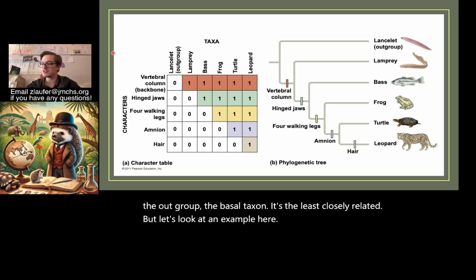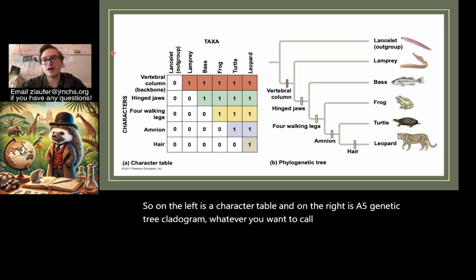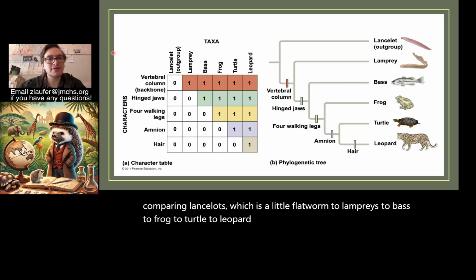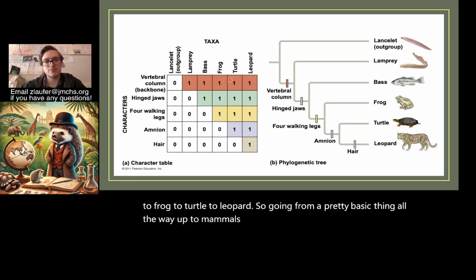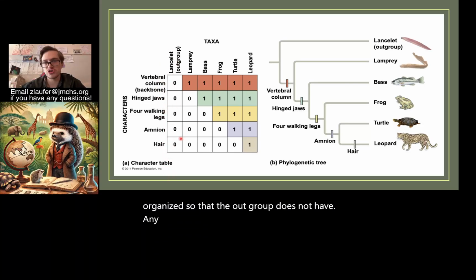So on the left is a character table, and on the right is a phylogenetic tree, cladogram, whatever you want to call it. This one is comparing lancelets, which is a little flatworm, to lampreys, to bass, to frog, to turtle, to leopard. So going from a pretty basic thing all the way up to mammals. And the character table is basically organized so that the outgroup does not have any of the traits that you're looking at. And you slowly add in traits one by one.